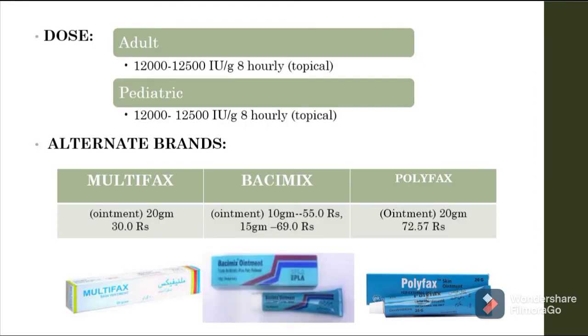Adult dose of bacitracin include 12,000 to 12,500 IU per gram 8 hourly topical, and pediatric dose include 12,000 to 12,500 IU per gram 8 hourly topical. There are many brands available in the market of bacitracin, some of them which include Multifax ointment 20 gram is available in 30 rupees, Bacimix ointment 10 gram is available in 55 rupees and 15 gram is available in 69 rupees. Polyfax ointment, which is most commonly used, is available in 20 gram and 20 gram is available in 72.57 rupees.